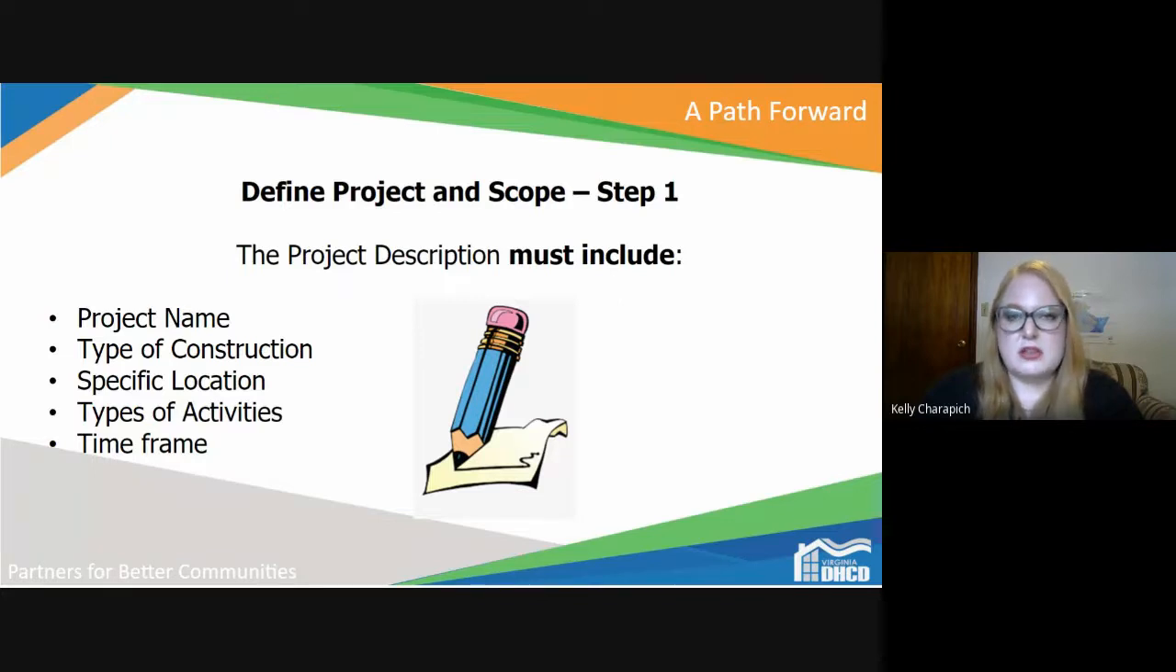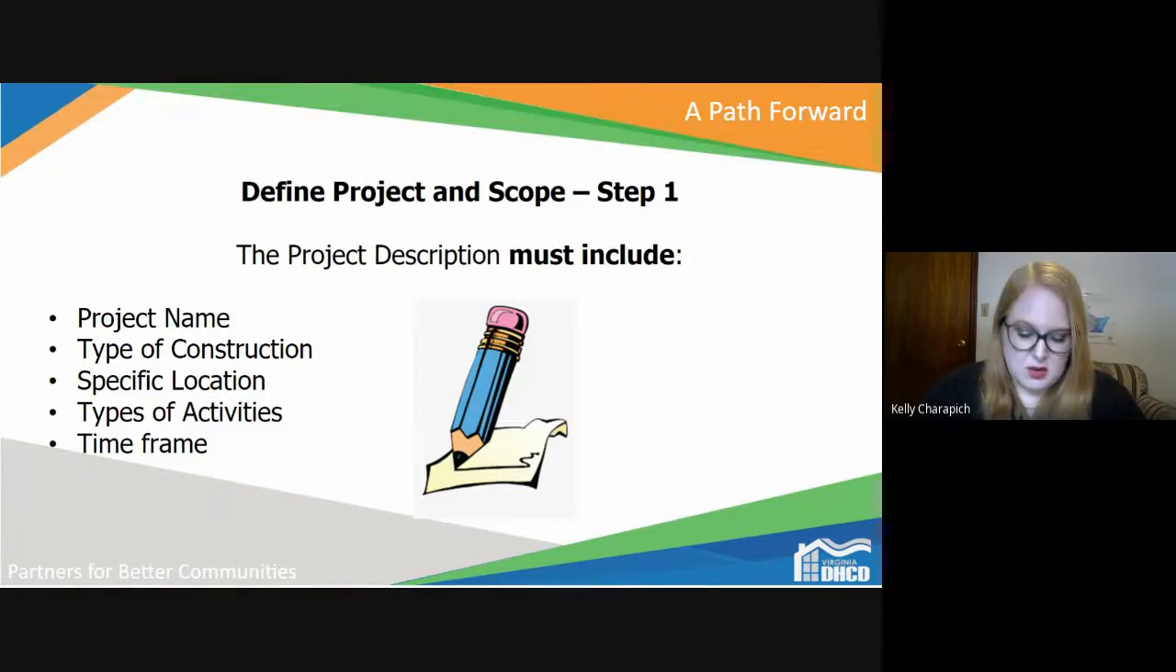What you do with your project description helps determine your level of review and what you do from now on. It needs to be concise and thorough and must include all of the information on this slide. So we have project name, type of construction, specific location, types of activities, and time frame. We also want to know your funding. If you know your funding while you're completing your environmental review record, put it in there. I know a lot of times we don't, but if you do know it, please put it in there.